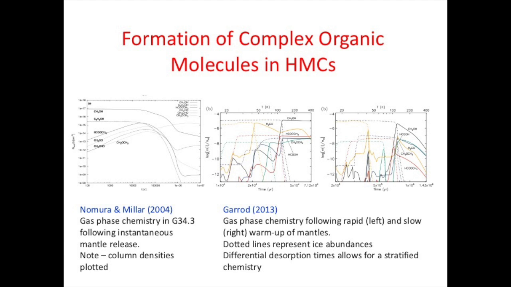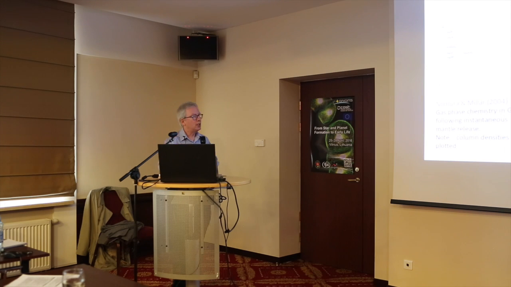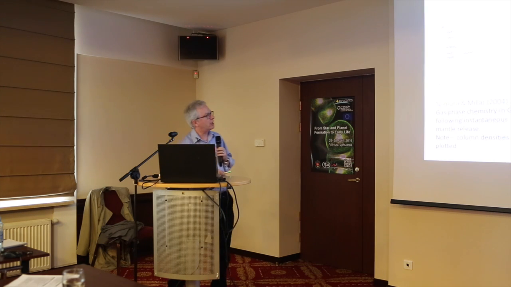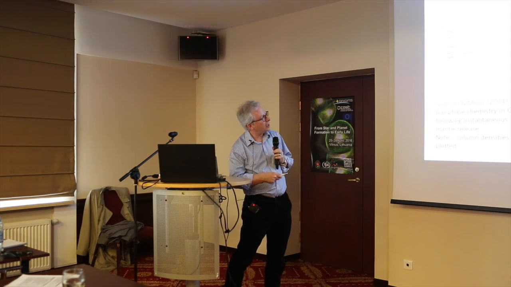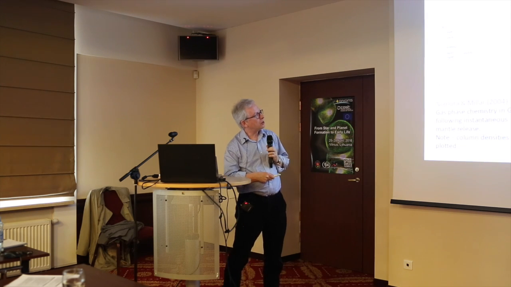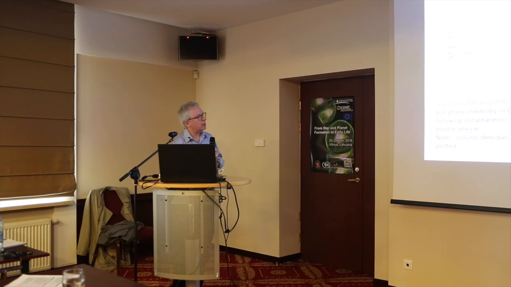So he kept a count of each of his mantle layers as the ice is formed and allowed reactions to occur in different layers. So this is a plot of fractional abundances relative to hydrogen against age, where he looked at mantles which warm up either on a rapid time scale, a few times 10 to the 4 years, or a slower time scale. Dotted lines are ice abundances, so this is the methanol abundance in the ice.